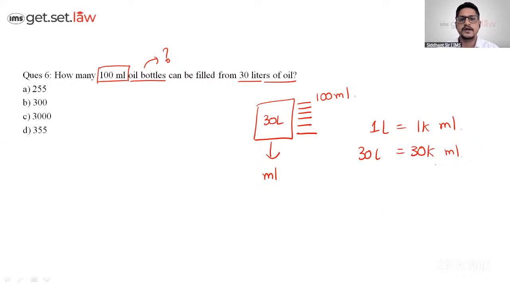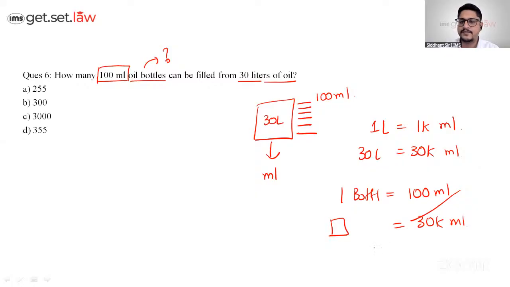One bottle is for 100 ml. Then how many bottles? What is the number of bottles which can take 30,000 ml? So you divide both. That means 30,000 will be divided by 100, not the other way around, which I just mentioned over here. This divided by this, you are going to get your answer.